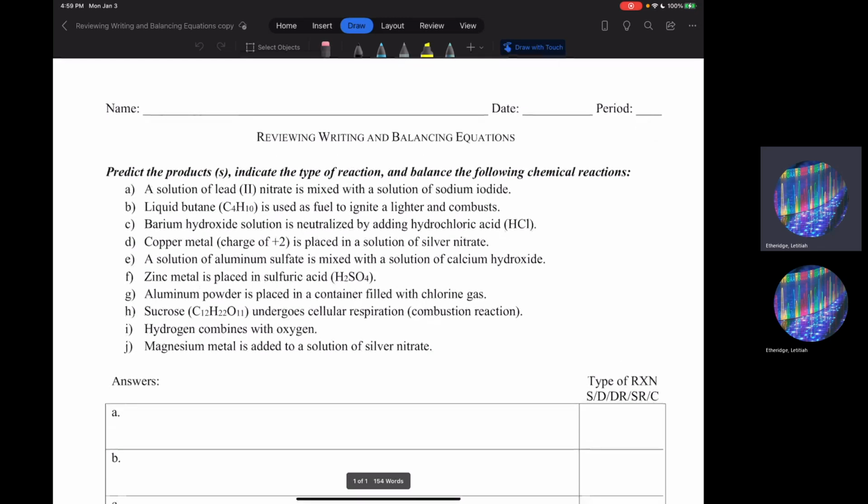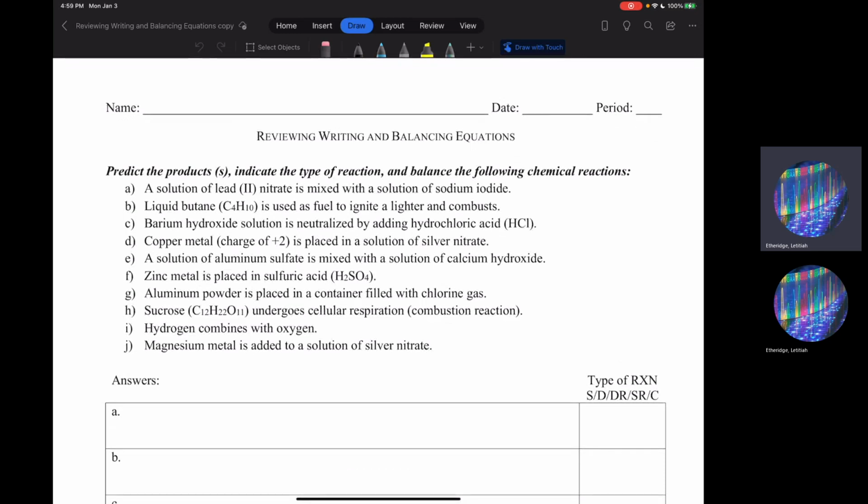So you guys, I only gave you 10 equations. They're pretty much review. Once you guys get back into the swing of things, it should be some pretty simple writing of equations and balancing of the equations, okay? So let's start with A.